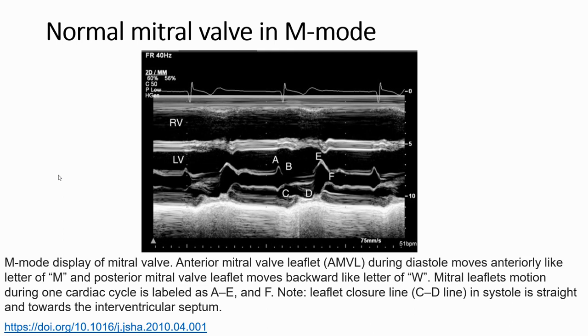On the M mode, we can identify that the anterior mitral leaflet looks like an M and the posterior mitral leaflet looks like a W. Mitral leaflet motion during one cardiac cycle is labeled A to E and F. The leaflet closed line, C to D line, in systole is straight and toward the interventricular septum.